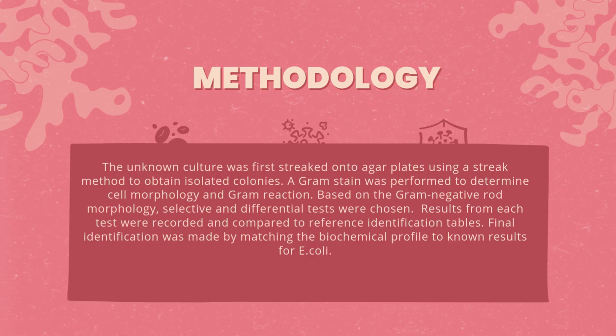Methodology. The unknown culture was first streaked onto agar plates using a streak method to obtain isolated colonies. A gram stain was performed to determine cell morphology and gram reaction. Based on the gram negative rod morphology, selective and differential tests were chosen. Results from each test were recorded and compared to reference identification tables. Final identification was made by matching the biochemical profile to known results for E. coli.